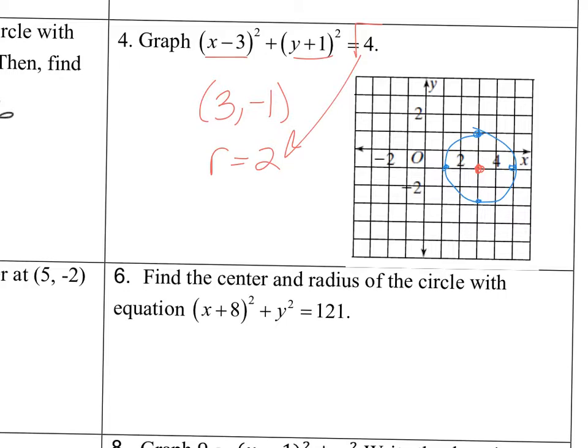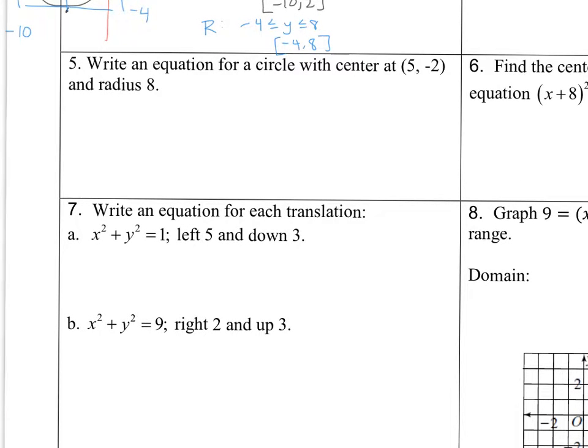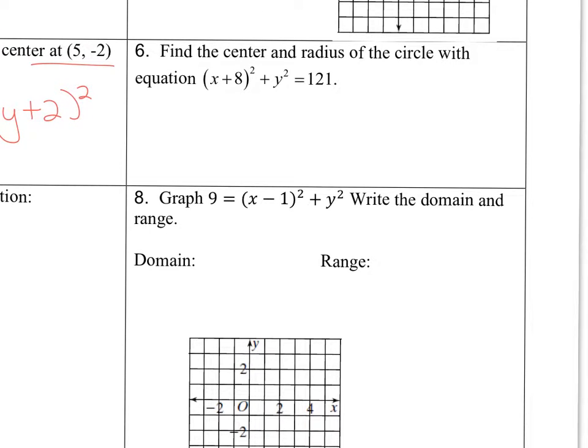Okay, and then number 5, write an equation for a circle with center at (5, -2) and radius 8. So it's going to be r squared, so 64 equals (x minus 5) squared plus (y plus 2) squared. And then number 6, find the center and radius of the circle. The center is at (-8, 0), and my radius is the square root of 121, which is 11.